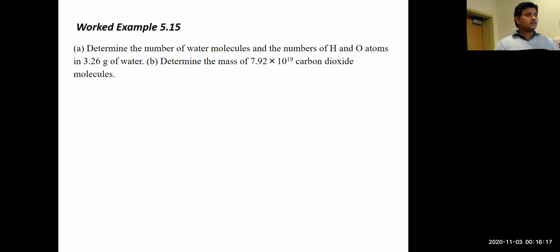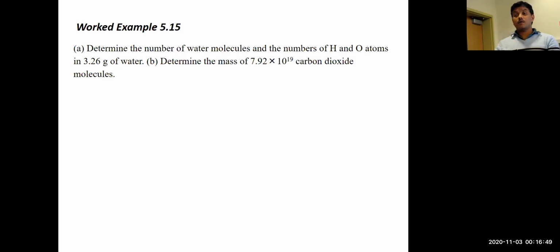So it is asking us to determine the number of water molecules, okay? That is one part, in 3.26 grams. Number of molecules from grams is not a direct step. Remember, you cannot convert grams to molecules or molecules to grams in one step. First, you need to identify moles in between, then you can solve it in the second step. So your goal is to identify how many moles of water are present in 3.26 grams of water.